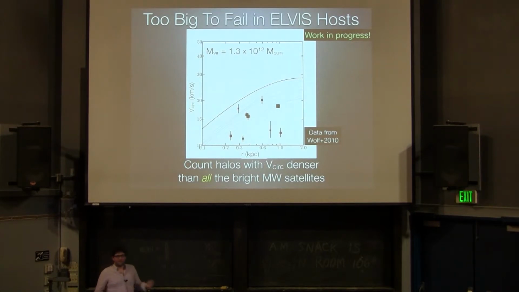Now, the standard definition of too big to fail would say that this guy, this solid black line, which lies above all of the Milky Way dwarfs, which are what these points are, is a too big to fail halo. It's a massive failure. But if you look at this and you say that there's only one massive failure in this system, then you're kind of lying to yourself.